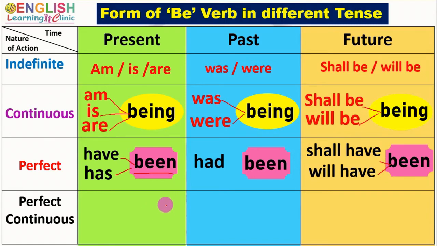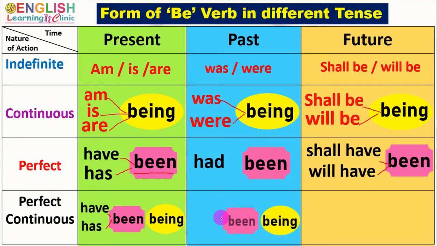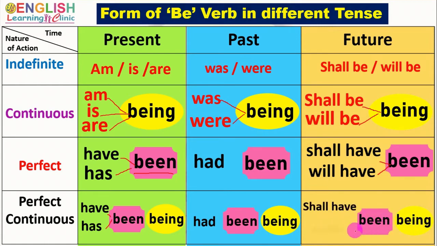With the help of the same procedure, the present perfect continuous form of the be verb is have been being or has been being. And the past perfect continuous form of the be verb is had been being, and the future perfect continuous form of the be verb is shall have been being or will have been being.